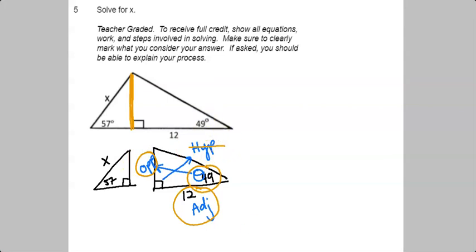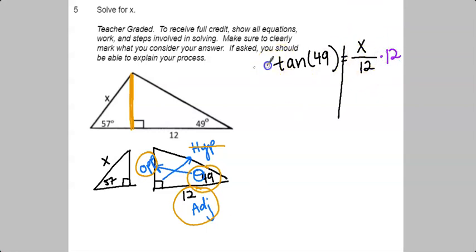So again, we should be asking ourselves, which trig ratio is O and A? At this point, hopefully you know that that is tangent. So we're going to be doing tangent of theta. Our theta is 49, and that's going to be equal to our O, which we don't know, so I'm going to put an X there, over A, which is 12. Again, my goal is to solve for X. I want to first get rid of this fraction, so I'm going to multiply by the denominator, so times 12 and times 12.